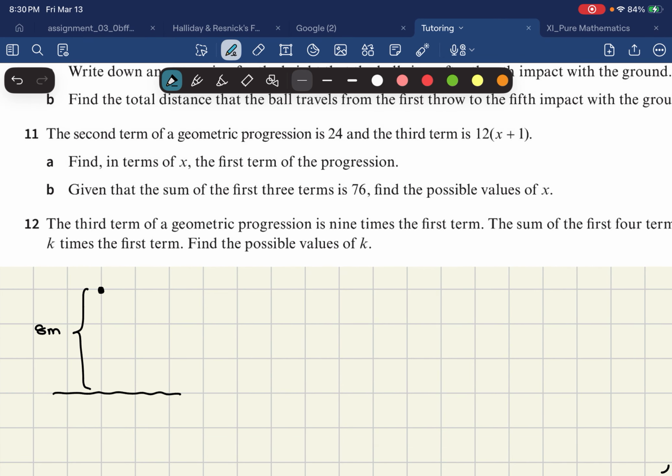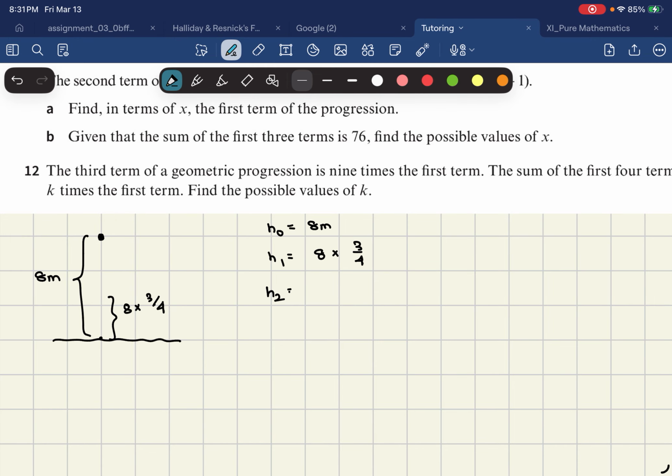And after each bounce, so let's say it hits the ground and bounces up, it goes up to 3/4 of its original height. So after the first bounce, it's going to go up 8 times 3/4. Before any bounces, it's up 8 meters. After the first bounce, it achieves a height of its original height times 3/4. So after the second bounce, whatever answer you get for your H1, it's going to be 3/4 of that.